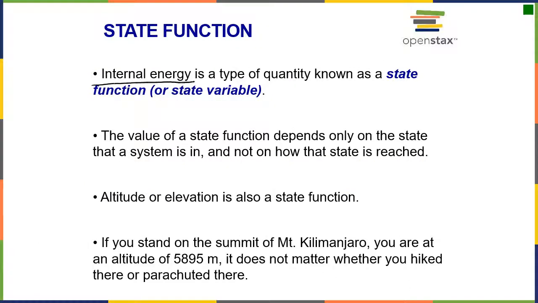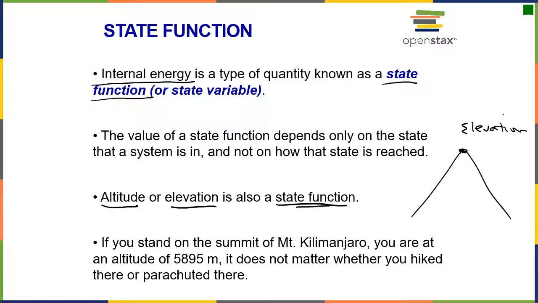Now, internal energy and heat are state functions. State function means that it is independent of how you get to that state. So, for example, altitude or elevation. If you are at the top of a mountain, in terms of your elevation, it doesn't matter if you are helicoptered in or you hiked up, your elevation is constant. It is a state function. That means it is independent of how the system is prepared.